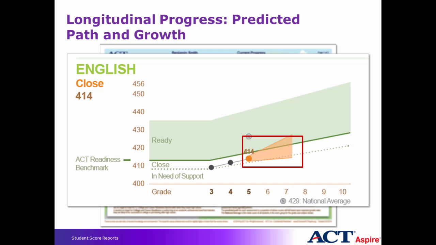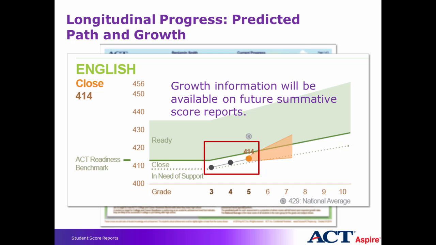In addition, since in this example Benjamin took ACT Aspire in the 2 previous years, you can look at past performance and see that he has fallen into the close range over the last 2 years. While this data will not be on the reports you received this fall, since it is the first year of testing, growth information will be available next year as you accumulate multiple years of performance data.